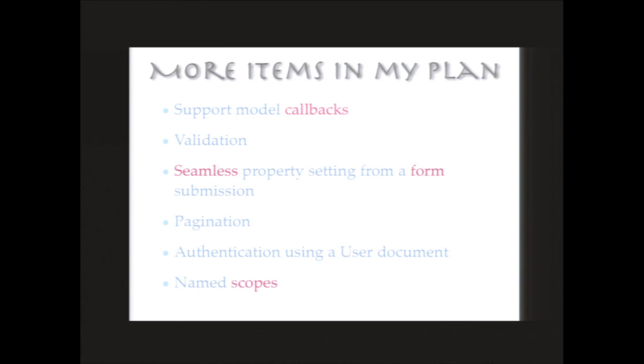So more items in my plan. I wanted to support the model callbacks, the same style of validation. I didn't want to change the form helper at all. I wanted it to work: just pass an object and make it pre-populate the form, get the form data, and make it safe. I wanted to paginate. I wanted to use an object from Mongo as my authenticated user in my system. And I loved named scopes. Does anyone use Ruby on Rails here? Are you familiar with named scopes? Okay, I wanted that.